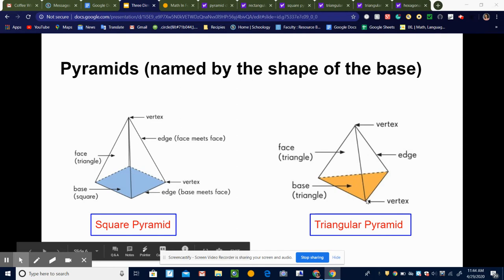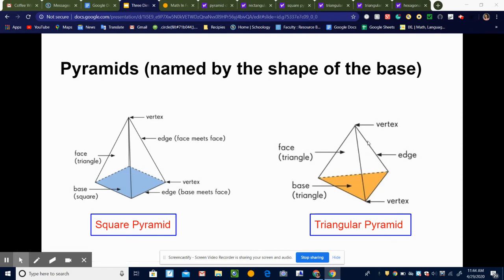And again, it has vertexes where the edges come together. You can think of those as the sharp points. And then remember, the faces are all triangles. And then the edges are where the faces come together.